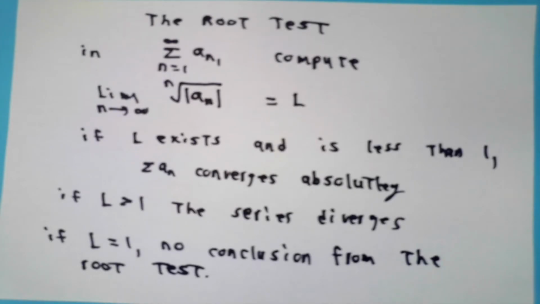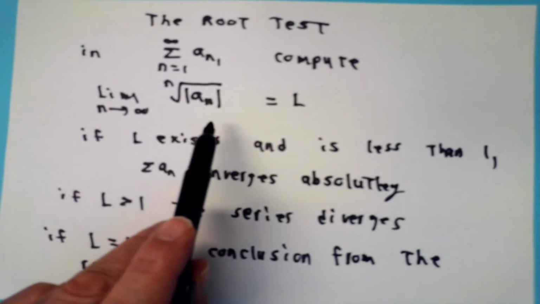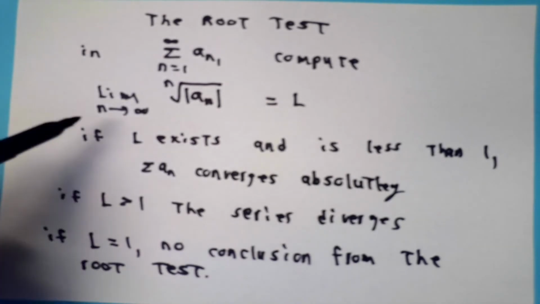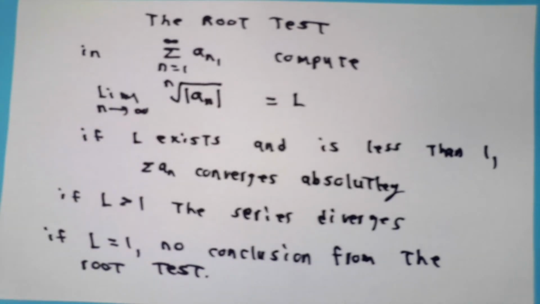The remaining test is called the root test. Given an infinite series, I'm going to take its individual terms. If any of them are negative, I get rid of the negative signs by taking absolute value. I look at the index on the term, I take the principal nth root of this, and then I take the limit as n tends to infinity. If this limit exists and is less than 1, the series converges absolutely. If L is bigger than 1, the series diverges, and as with the ratio test, if the L comes up equal to 1, I can't draw a conclusion from this kind of thing.